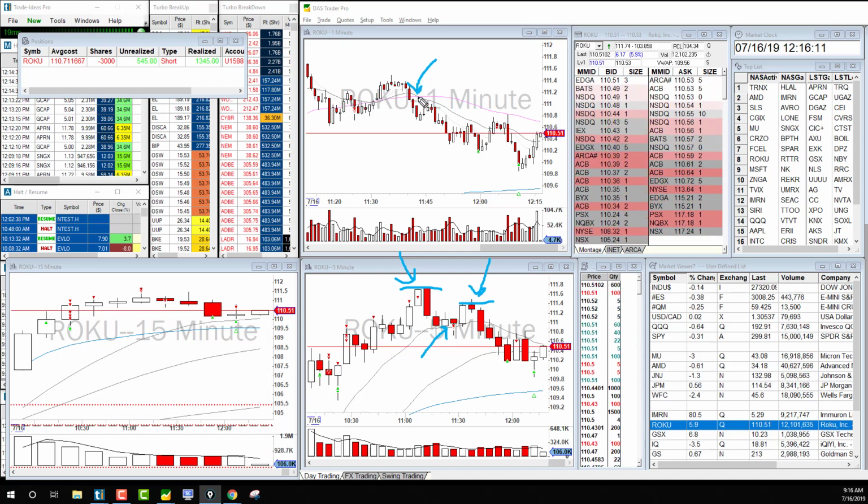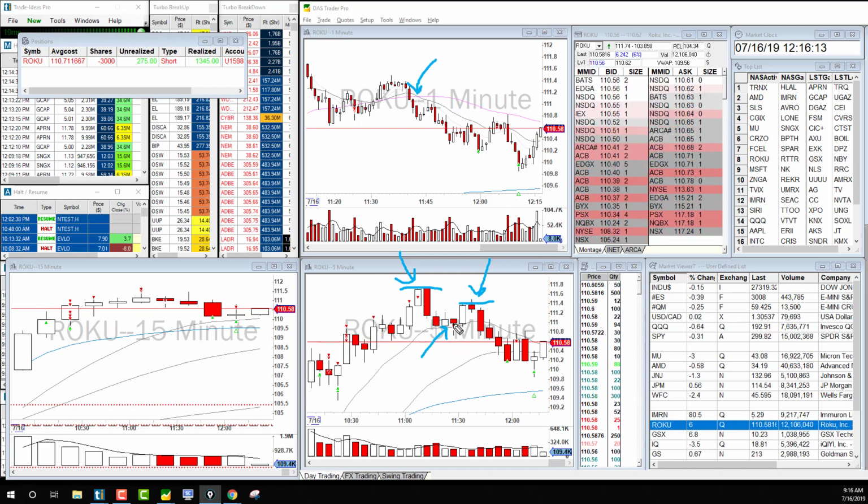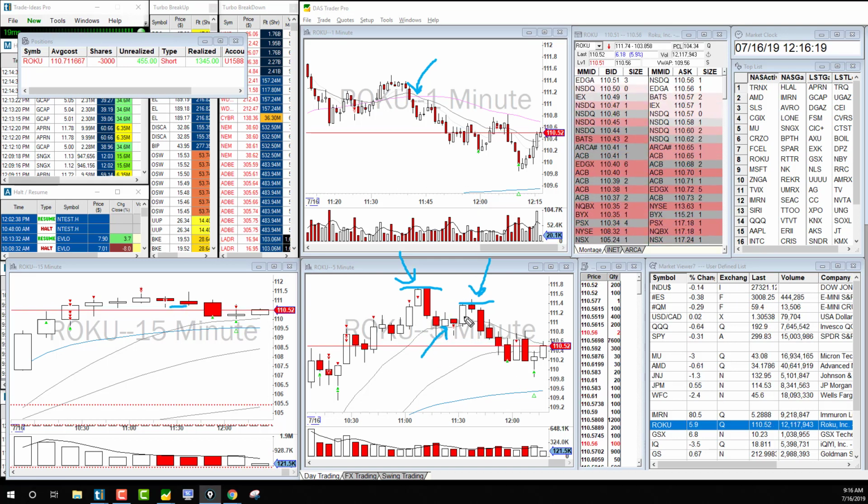this crossover of moving averages, a new 15-minute low, and this double top on a 5-minute chart. So they're all signaling reversal.